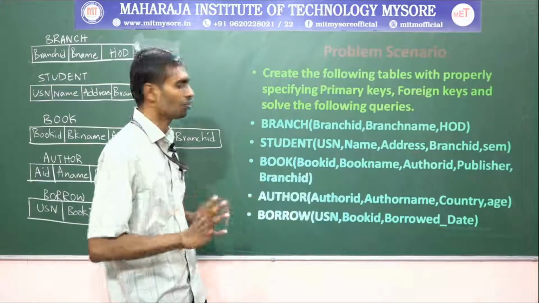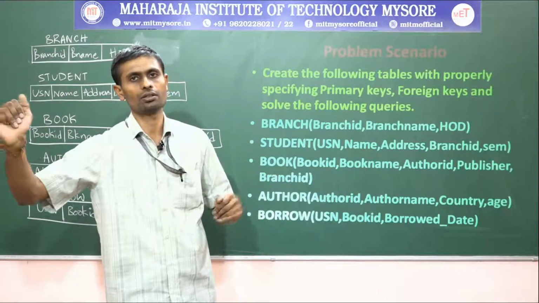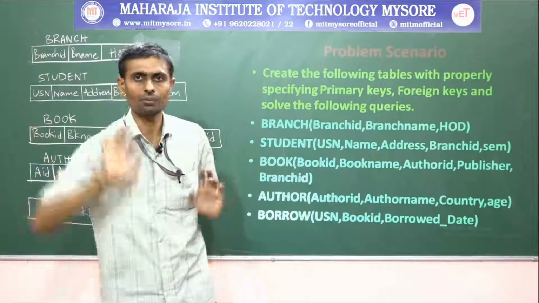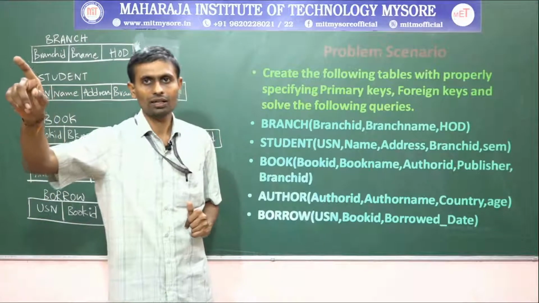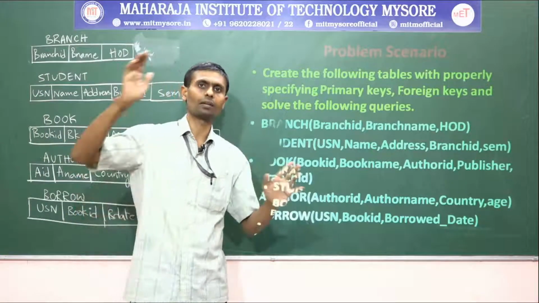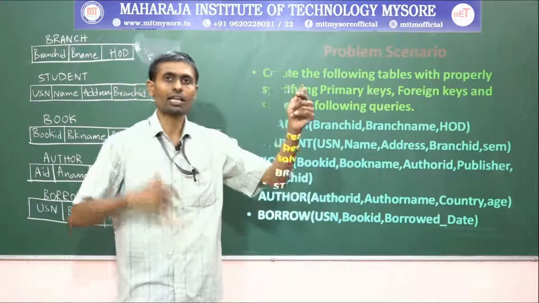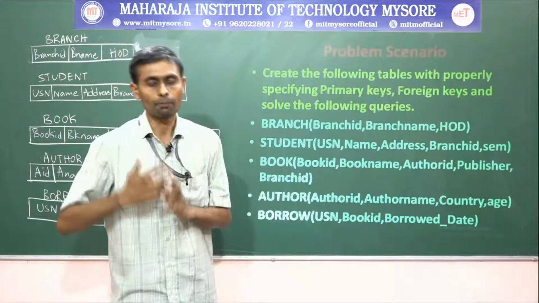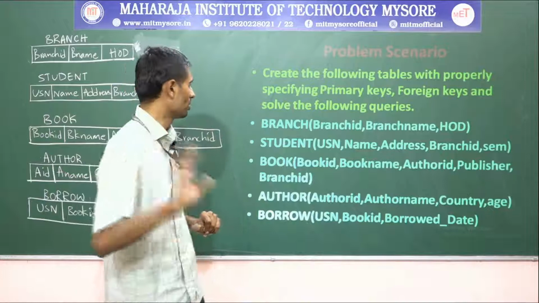For the time being, let us assume the scenario is what I said: many students, many branches. A student belongs to a branch and is studying in some semester. There are many books written by one author, published by one publisher, right? And one author can write many books, one publisher can publish many books. A student can borrow many books at different dates or at the same date, and a book can be borrowed by many students at different dates, right? So this is the scenario.